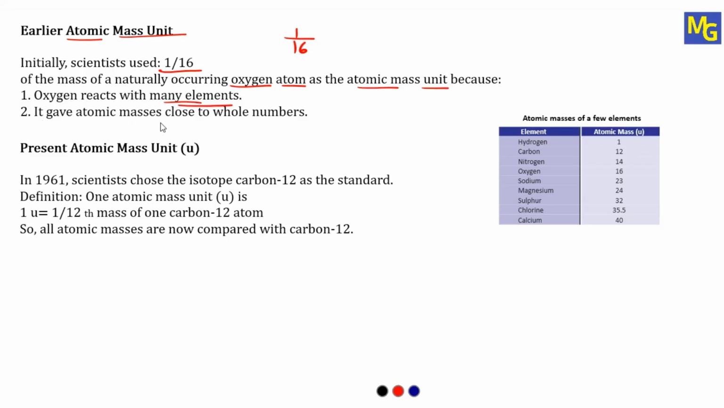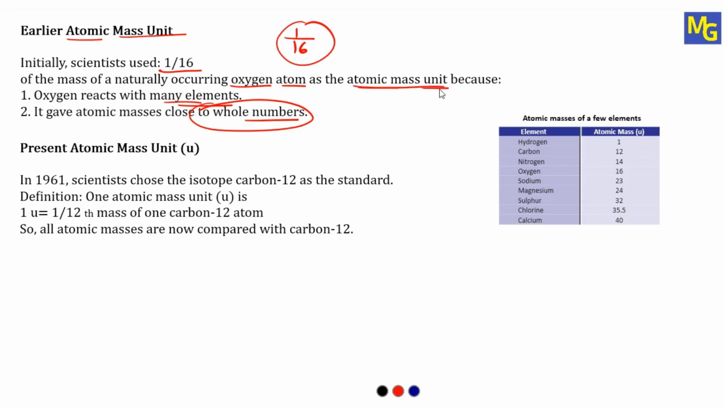It gave atomic masses close to whole numbers. When they used this method, 1 by 16 of the mass of naturally occurring oxygen as one atomic unit, they saw that the masses of the atoms were very close to whole numbers. It is not in decimals, there is no problem to calculate, it is very convenient. So they started using 1 by 16th as the atomic mass unit.